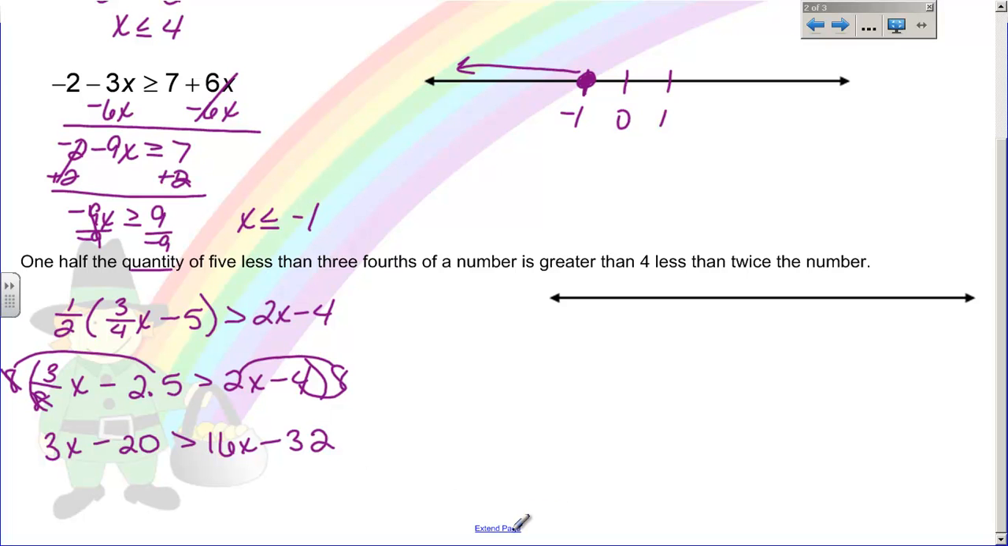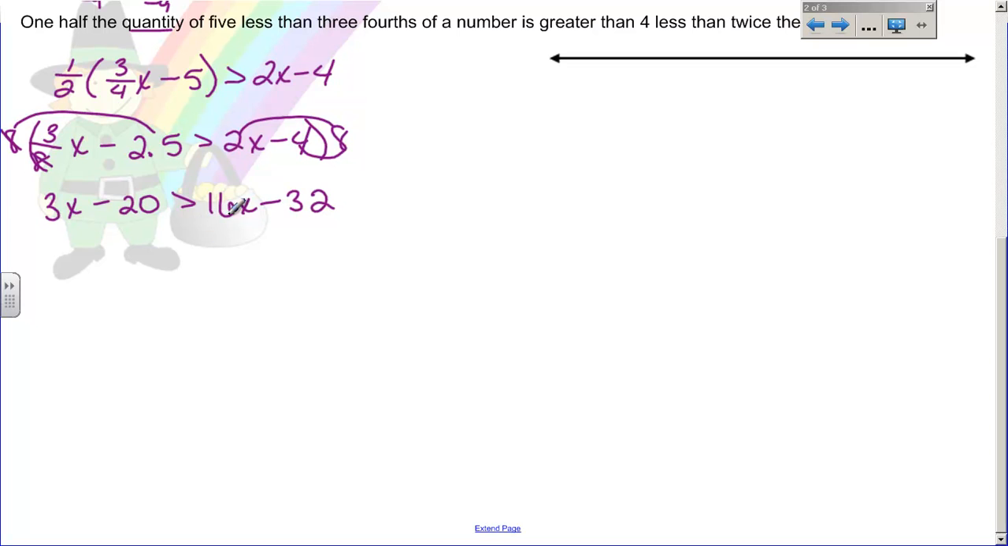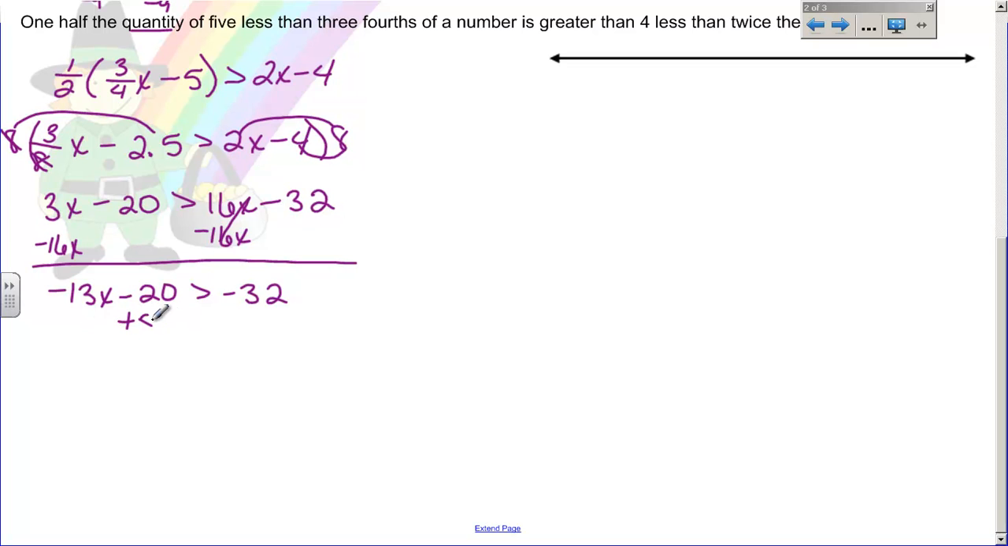So now we can go to solving this. I'm going to get all my variables on the left, so I'm going to subtract 16x, which is going to leave me with negative 13x minus 20 is greater than negative 32. And then I'm going to add 20.